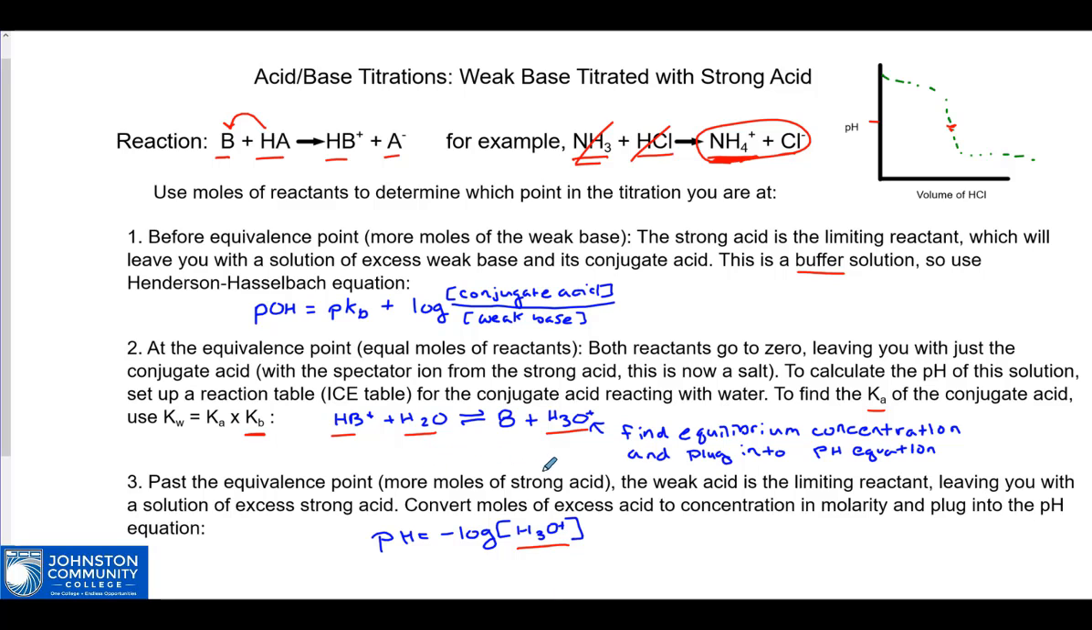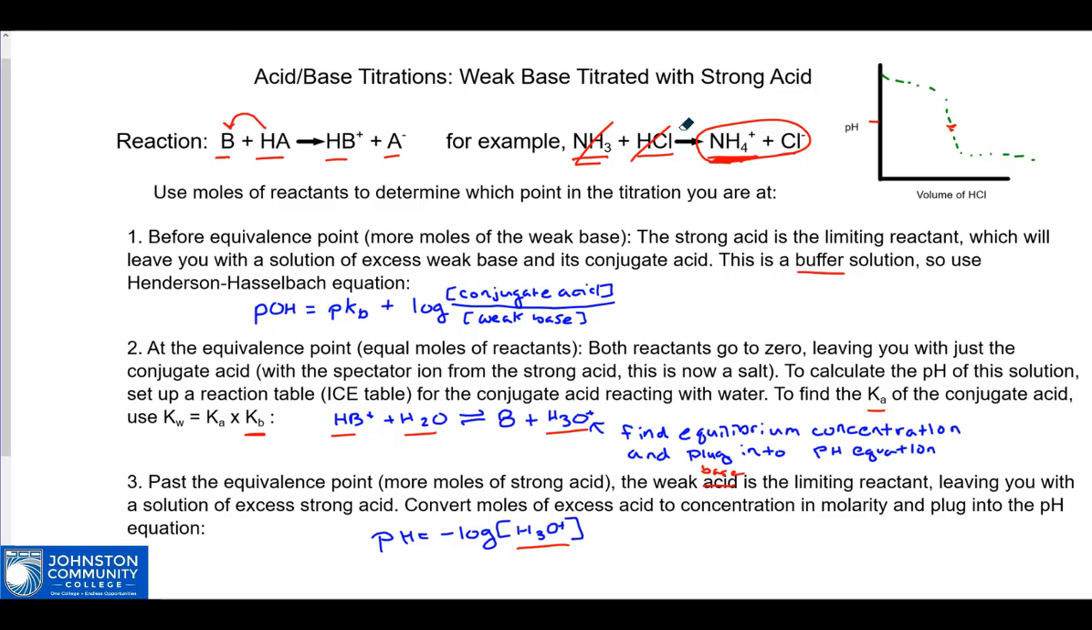If you find that you had more moles of your strong acid, at this point you are past the equivalence point. If you're past the equivalence point, now your weak base was the limiting reactant. Sorry, that's a typo. That was a weak base, not weak acid. So you would have excess strong acid. Your weak base is completely consumed, and you would still in this case have weak acid.